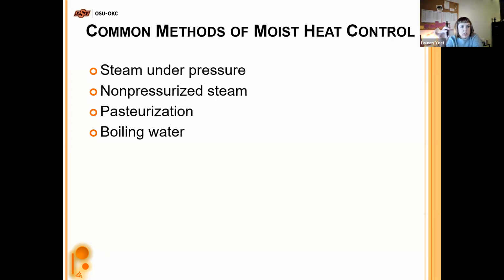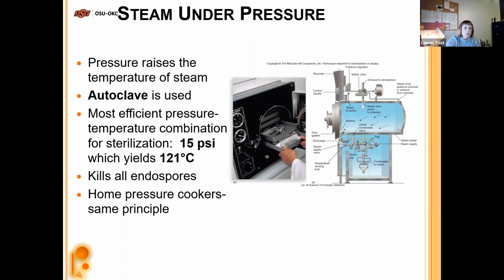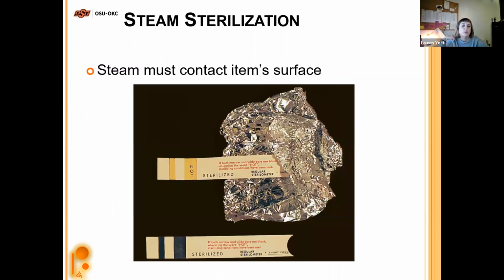Some common methods of moist heat control: we have steam under pressure, like autoclaves. For non-pressurized steam, we have pasteurization, which is alternating temperature with repeated exposure, and boiling water. Steam under pressure is autoclave territory. An autoclave is a large chamber that can hold a lot of pressure. It builds up pressure and puts steam in, getting up to 121 degrees Celsius. We hold it there for 15 minutes at 15 PSI, and you can kill pretty much anything within that time. It's like a home pressure cooker, like an Instant Pot.